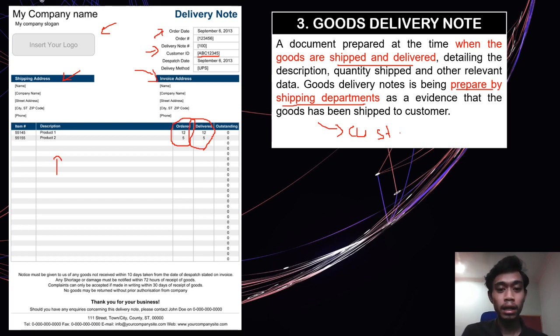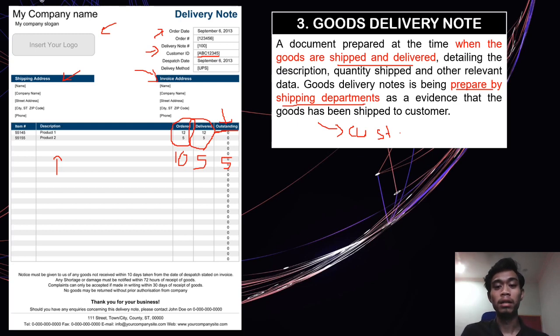So maybe as we can see, kat sini dia ada outstanding. Maksud kat outstanding ni maksudnya still tak deliver lagi. Contoh maybe for example the customer buy 10 product, okay, 10 product, and our company only deliver 5 only. So kat sini kena ada tulis outstanding dia ada berapa, ada lagi 5 tak deliver lagi. So kat sini untuk inform customer tu untuk tahu, there are still 5 products that still have not been delivered by the company.